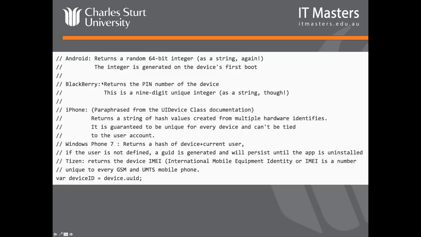So it is slightly different depending on which device you're on. On Android, it's a 64-bit integer, and that's generated when the device first starts up. BlackBerry, it's a 9-digit unique ID. iPhone, it's a unique hashed value, comes from a whole bunch of stuff the way it makes it, and it's guaranteed to be unique for every device and can't be tied to the user account.